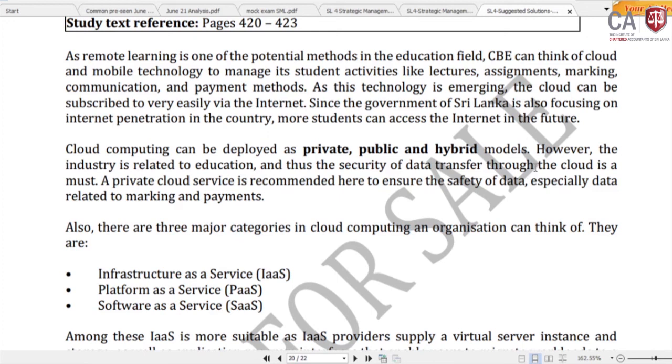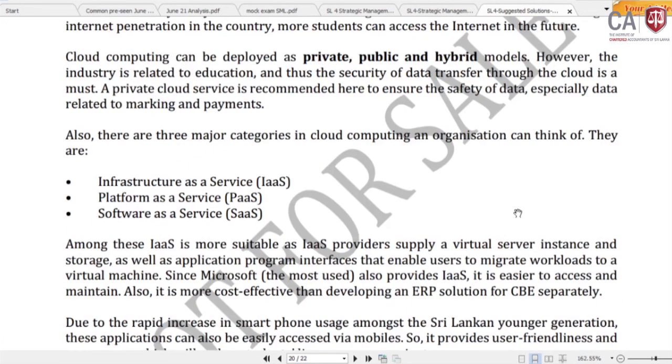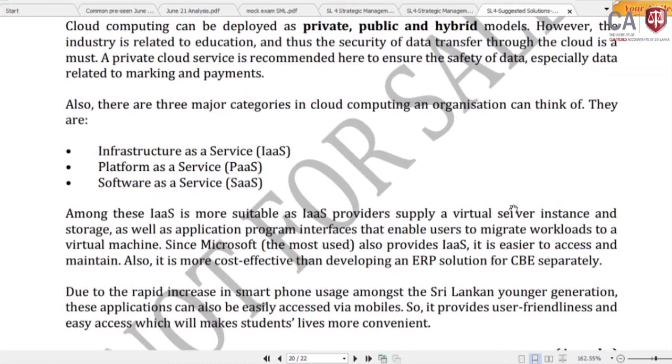Also, there are three major categories in cloud computing an organization can think of. They are infrastructure as a service, IaaS, platform as a service, PaaS, software as a service, SaaS. Among these, IaaS is more suitable, as IaaS provides virtual server instances and storage, as well as application program interfaces that enable users to migrate workload to virtual machines. Since Microsoft also provides IaaS, it is easier to assess and maintain. Also, it is more cost effective than developing an ERP solution for CB separately.